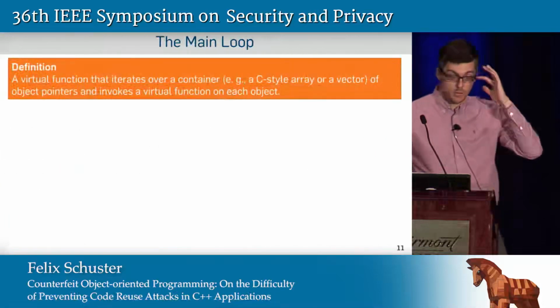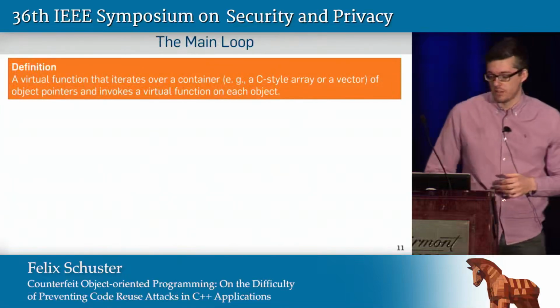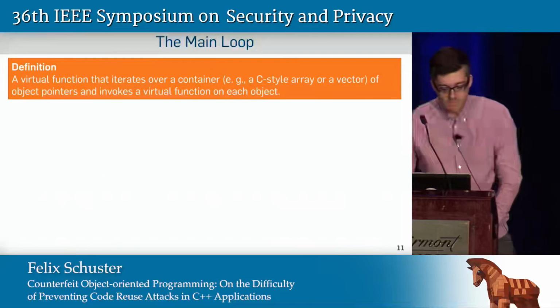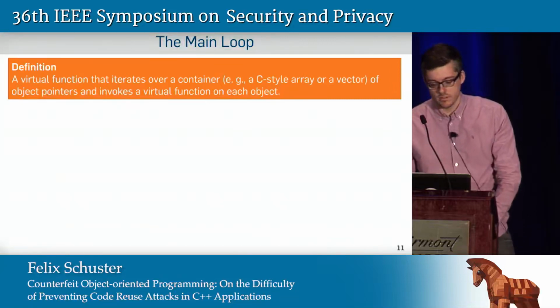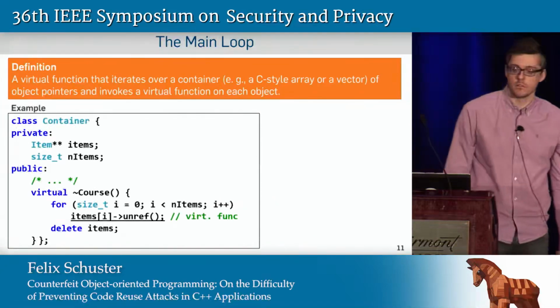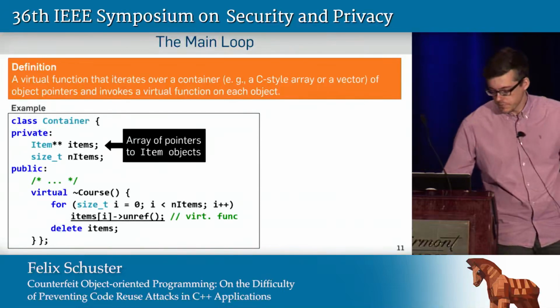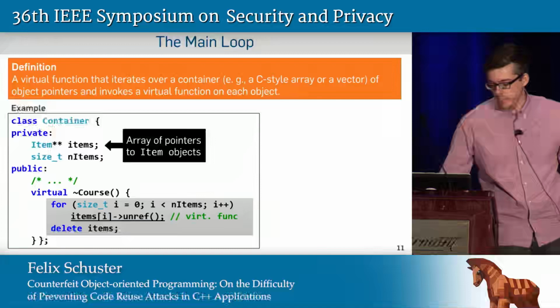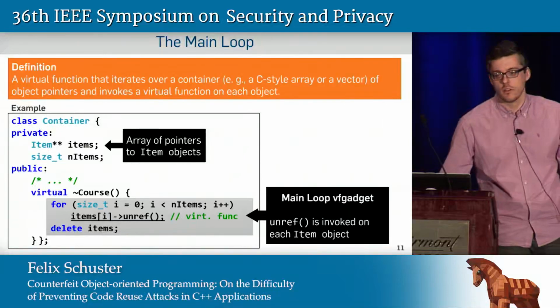Okay, as I said, the main loop gadget is the most important VF gadget in a COOP attack, and it's defined as follows. Let me read this for you. A virtual function that iterates over a container, for example, a C++ array or vector of object pointers, and invokes a virtual function on each object. And here's an example. It's a simple container class which has an array of object pointers, and it iterates over this array of object pointers and invokes a virtual function on each of these objects.